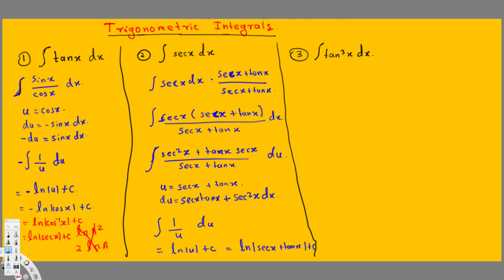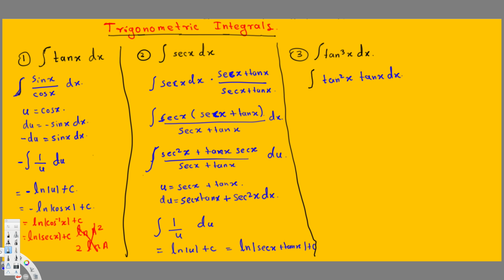So we have tan cube x dx. In this case, since this is an odd power, we always separate the odd power. So here we are going to separate this into tan square x and tan x, so tan square x tan x dx. There's no derivative of each other, right? So we have to change the pattern.